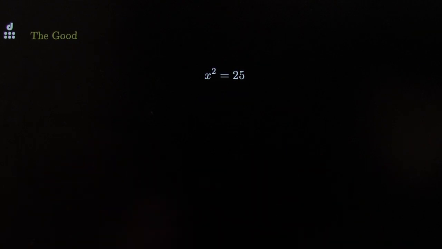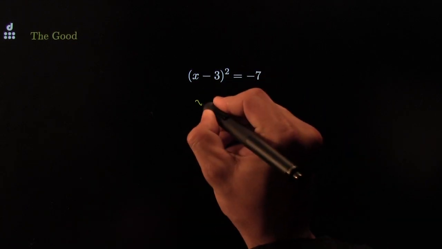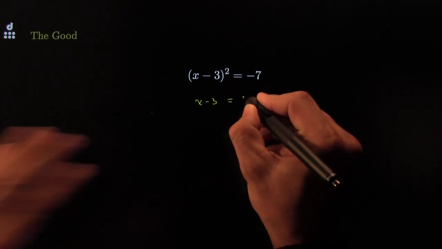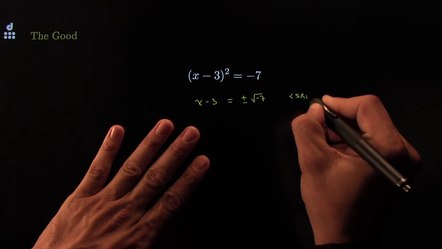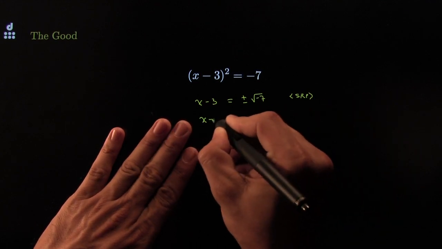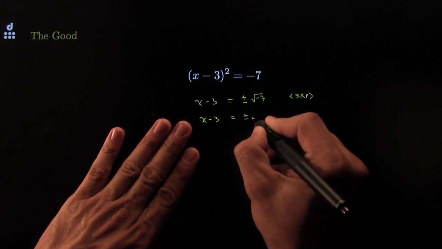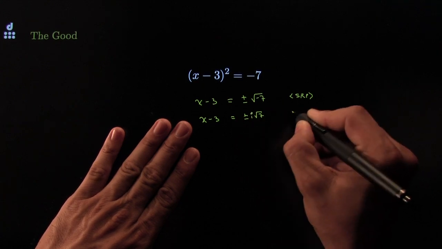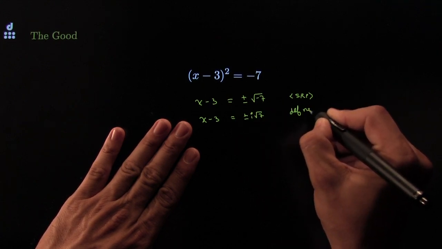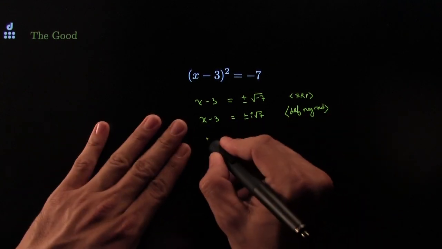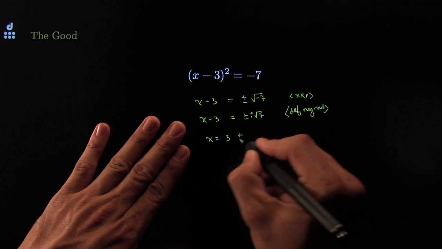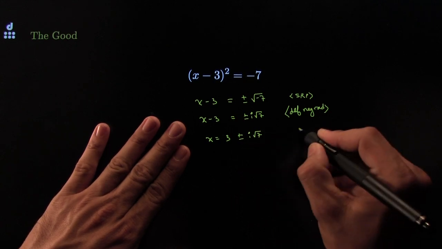Now the bad thing might be something like this. Let me consider, oh actually this is also really good here. Here I can get rid of the square by doing x minus 3 is equal to plus or minus the square root of negative 7. This is by square root property. And that would give me that x minus 3 is equal to plus or minus i times the square root of 7 by definition of negative radical. And there you go. Oh, I can add 3 to both sides.